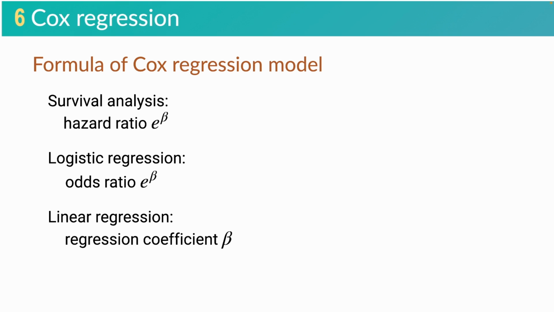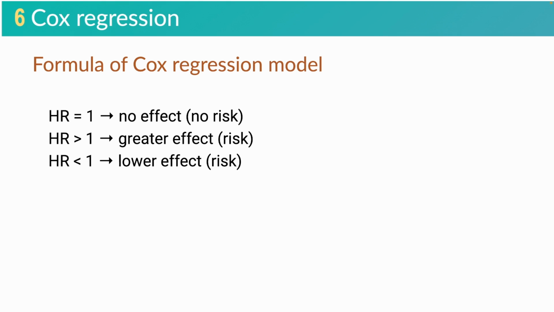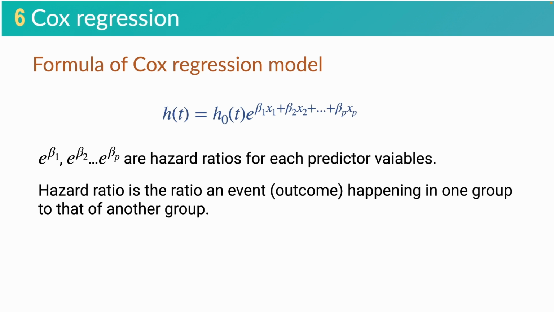It is similar to odds ratio in logistic regression and regression coefficient in linear regression. In general, similar to odds ratio, if hazard ratio equals 1, there is no effect or risk of predictor variable on outcome. When hazard ratio is greater than 1, it shows greater risk in the treatment group compared to the control group. While if the hazard ratio is smaller than 1, the treatment group shows less risk than the control group. So Cox regression in survival analysis aims to estimate the hazard ratio for predictor variables of interest.